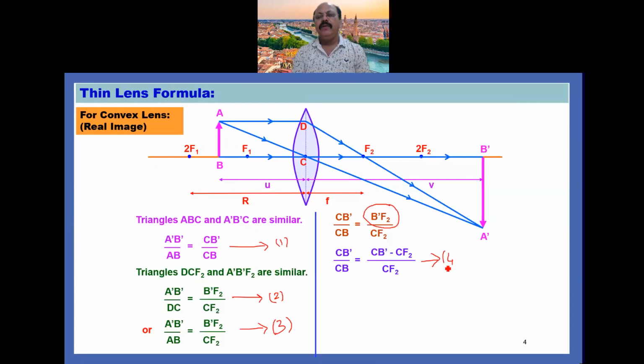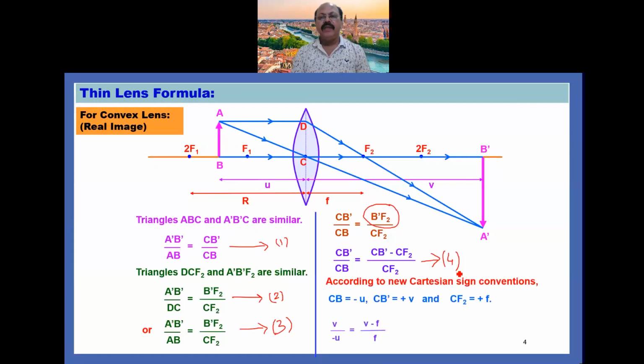Now with the help of the new Cartesian coordinates, we have to put the values. CB dash, the image distance, is in the direction of the incident ray, so it is positive, that is plus V. CB is minus U. Similarly, CF2 is plus F. Remember it, the focal length of the convex lens is always positive.